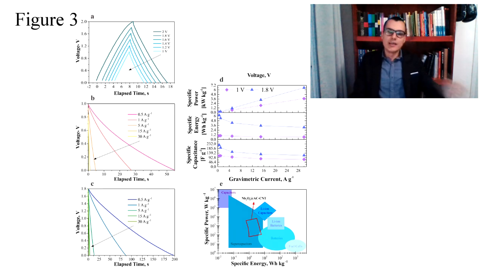On the other hand, in the device with 1.8 volts, these values were found to be 0.4 and 26.2 kilowatts per kilogram for specific power. And in the case of specific energy, we found 24.6 and 12.3 watt-hours per kilogram. Again, using 0.5 and 30 amperes per gram. And again, the results are so good. It's very good for supercapacitors.